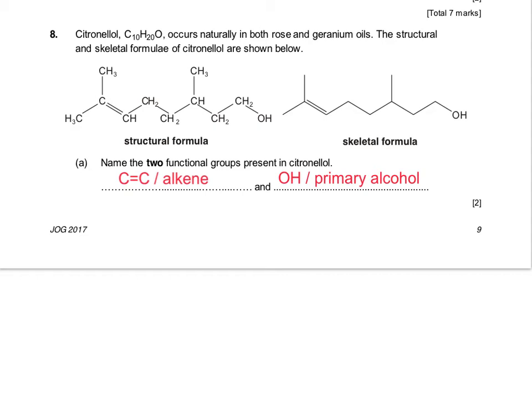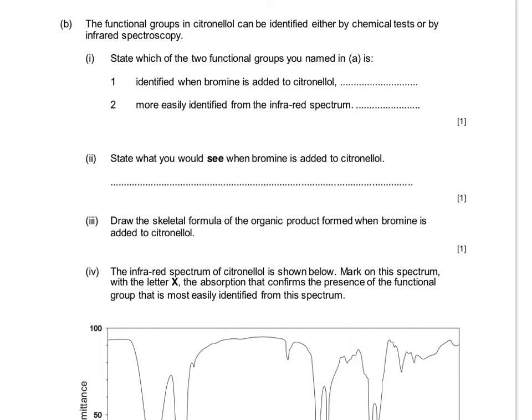So you've got a C double bond C, or alkene, and you've got an OH group in the form of a primary alcohol. So notice I've put the words and the actual atoms in as well, just to cover myself. So the next question moves on to spectroscopy. The functional groups in citronellol, if you remember, were C double bond C and OH, and they could be identified either by chemical tests or by infrared spectroscopy.